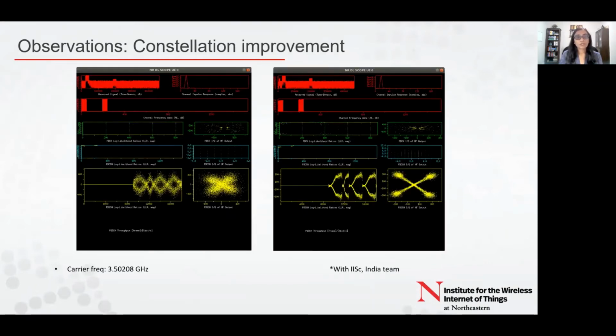One of our observations from our tests is a poor and blurry constellation. However, the constellation can be improved by setting a carrier frequency which is an integral multiple of the USRP clock rate, which in this case is what is shown below. This frequency value can be obtained by tweaking the absolute frequency SSB and absolute frequency point A parameters in the G-Node B config file. This result is courtesy of the team at IISc India who shared this observation with us.